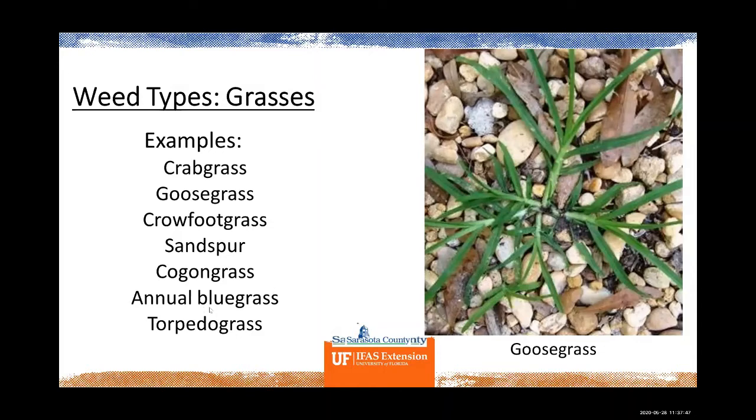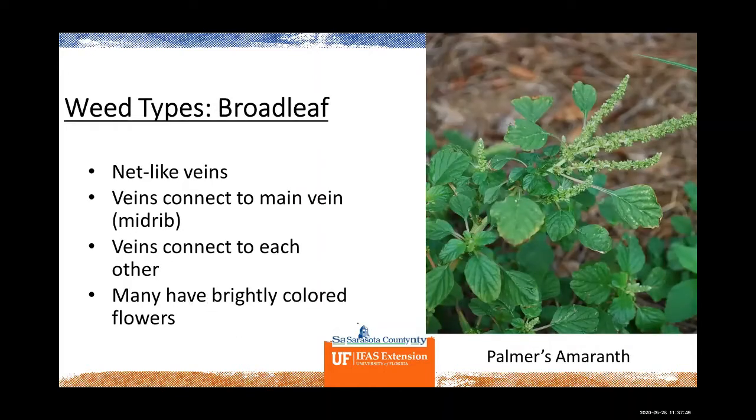Now your broadleaf weeds differ from your grasses in that if you look closely at the midrib, the veins do not run parallel to the midrib. And this is how you know it's a broadleaf weed. So if you have a broadleaf weed that could be mistaken for a grass, what you want to do is pay close attention to the veins and how they're attached to the midrib, and then you'll know for sure whether it's a broadleaf weed or it's a grass weed. So veins that are not parallel to the midrib, we call it net venation or net-like veins.